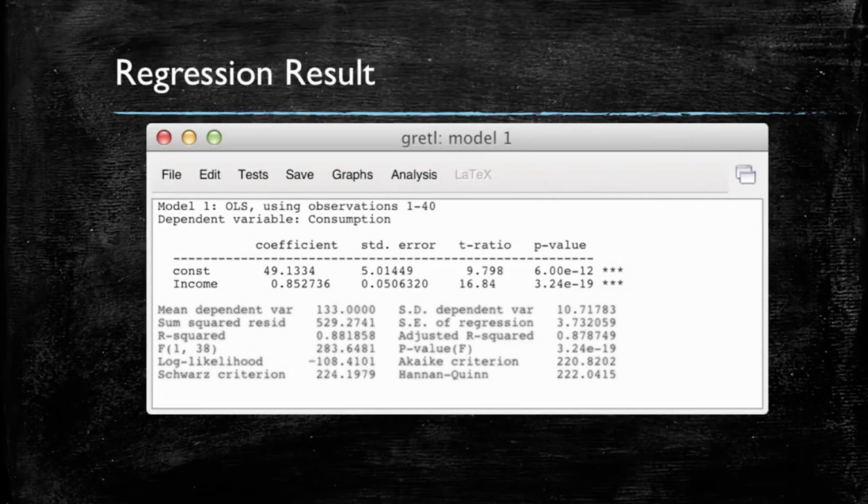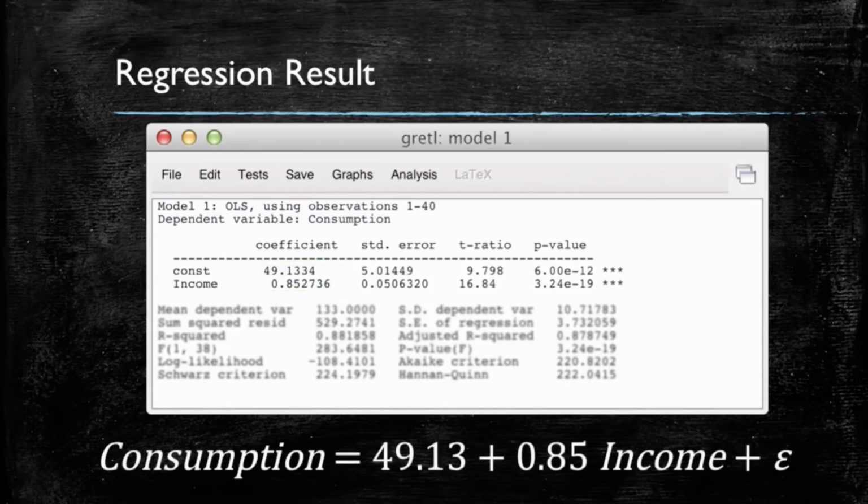And for now, don't worry about all the numbers you see here. We will learn about them later. Focus on the coefficients, which are 2. And Gretl is indicating that our constant term is 49.1334 and that the coefficient for income is 0.852736. If we wrote this into our equation, we would find that consumption is equal to 49.13 plus 0.85 times income plus the error term, which is going to be very important.